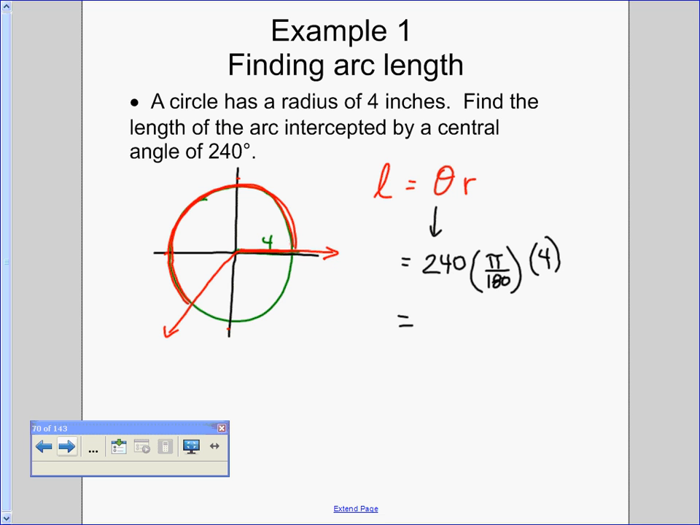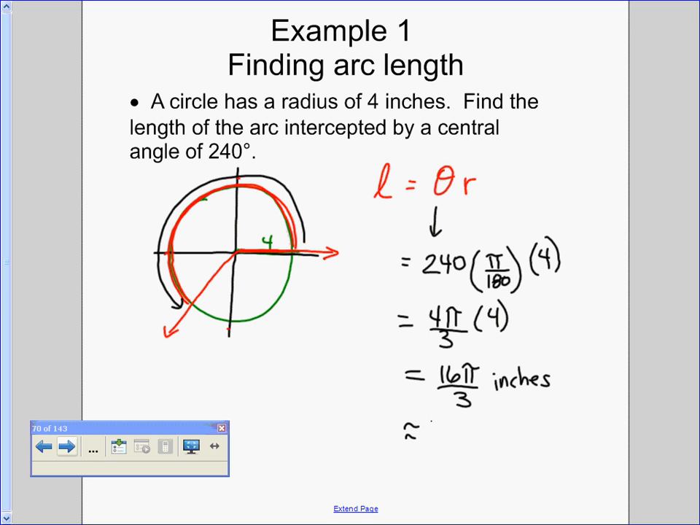When we simplify our angle measure, we're going to get 4 pi over 3, which you don't have to simplify to. You could just go ahead and do the same whole thing, but the 240 is equivalent to the 4 pi over 3, and that's going to give us 16 pi over 3, and that's going to be inches, of course. So this route here is going to give us 16 pi over 3 inches, a little less than the circumference of the circle there. That's also about 16.76 inches.